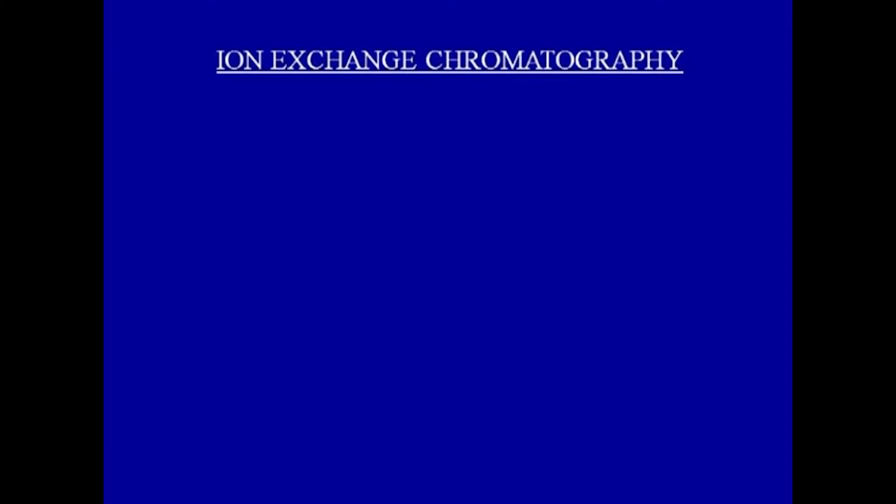exchange chromatography. Now, as you know, many of the biological molecules are charged molecules at a particular pH. So, they carry certain charge, either positive or negative, at a particular pH. For example, proteins will carry a positive charge below their pI value and a negative charge above their pI value, and this particular property of charge could be utilized for their separation.